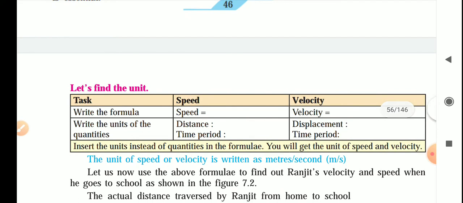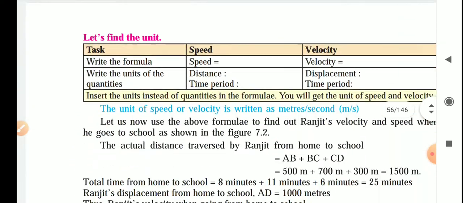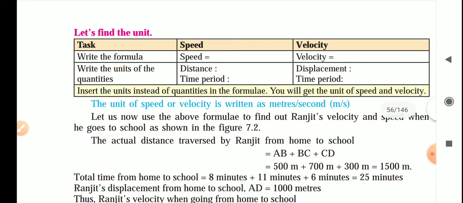Now, what will be the unit of distance? It will be in meter, and the time period will be in seconds. Likewise for velocity, you have seen the formula already. Now the displacement unit will be in meter and the time period will be in seconds. So let's see the example we have seen previously in the case of distance and displacement, and calculate the speed and velocity for that example.